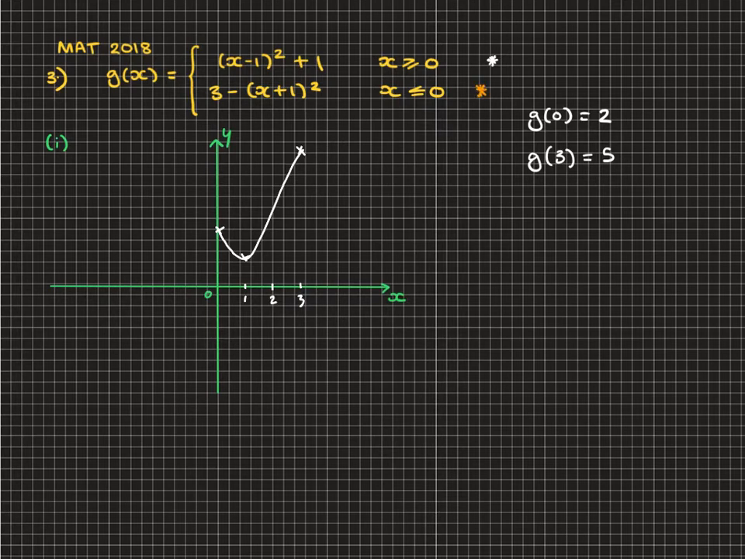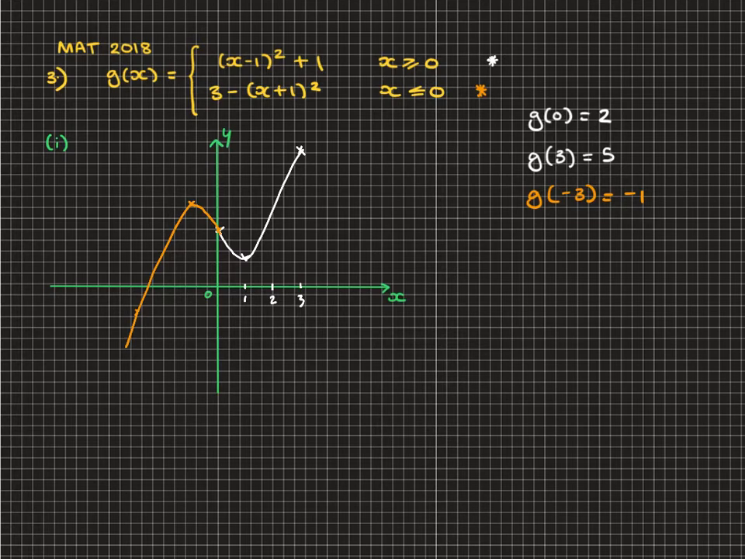of the graph, g of 0 still equals 2, so we have continuity here at the crossover point, but this other graph is a parabola which has a maximum point at (-1, 3). So over here, and we know when x equals -3, g of x equals -1. So we'll have a graph that looks a little bit like that.